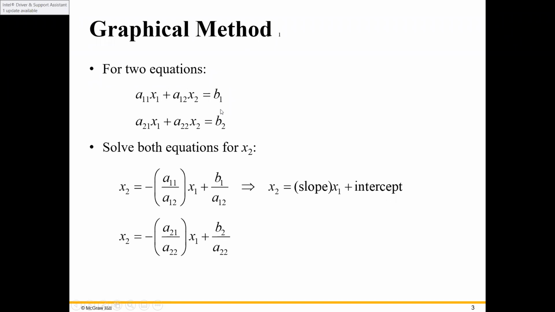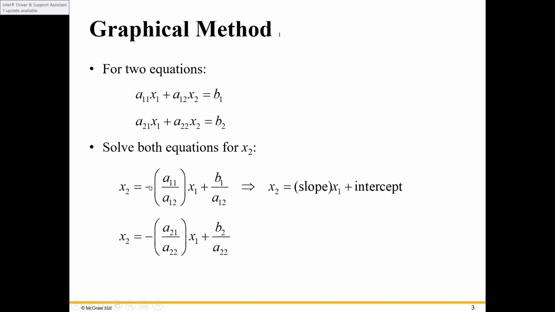If we want to solve these two equations for the values of x1 and x2 by the graphical method, one way is to represent these two equations in their linear format. That means we represent them on the x1 and x2 axes. For example, we can take x1 as the horizontal axis and x2 as the vertical axis. So we can represent each equation as something like this.